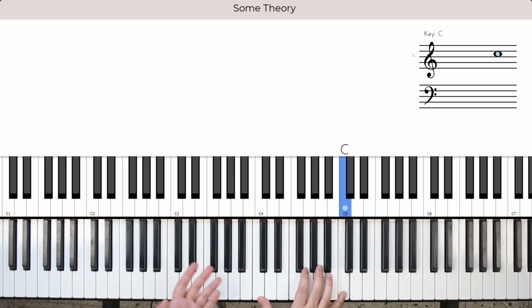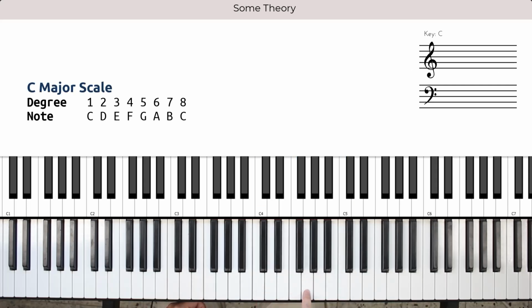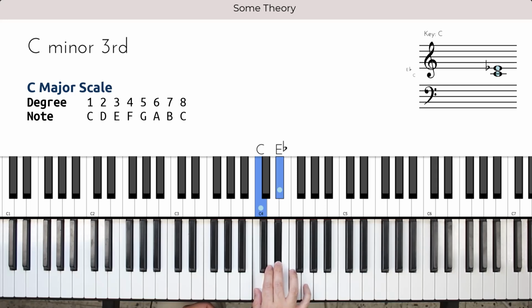To do this, let's build or pick any major scale, in this case a C major, and we can number the degrees 1, 2, 3, 4, 5, 6, 7, and 8, which is just 1 again. We can also keep on going 9, 10, 11, 12, 13, 14, and 1. Now if we play the first, third, and fifth degrees, we get a C major chord, triad. If we play the first, flattened third, and fifth degrees, we get a C minor chord.